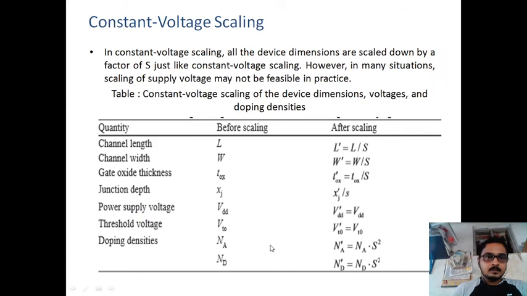Okay. Then we will see the next concept, that is constant voltage scaling. In constant voltage scaling, the voltage is constant, meaning there is no voltage scaling here. The voltage is taken as a constant, and we do only device scaling. In this concept we do only device scaling, and the voltage is kept constant. See here, in constant voltage scaling, all device dimensions are scaled down by a factor S.